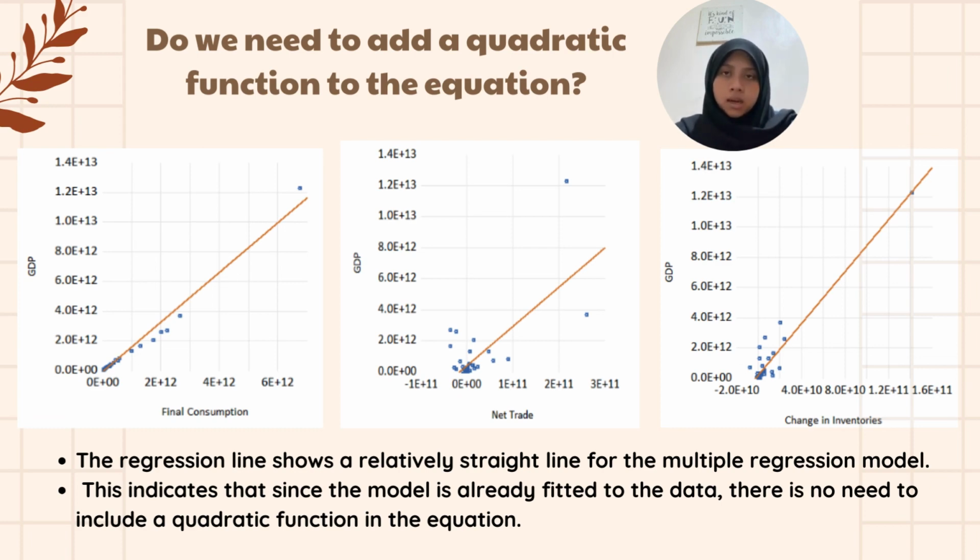Therefore, given the straight line of the regression model and also the statistical significance of the current model, it is not necessary to add quadratic terms in this model since it's already fitted to the data.